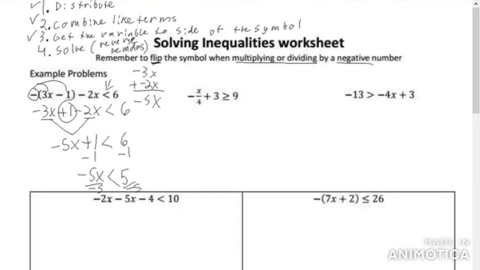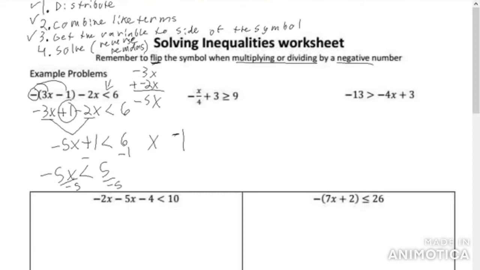Right here, I am dividing, let's write that with a little more space. I have negative 5x less than 5. Divide by negative 5, divide by negative 5. All right? Negative 5x divided by negative 5 is going to give me x by itself. Okay, and then 5 divided by negative 5 is going to give me 1. I have a positive 5 and a negative 5. A positive and a negative will get my answer to be negative.